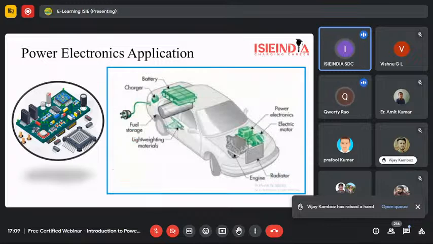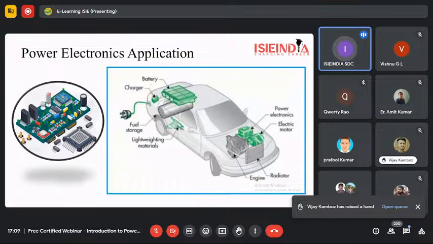So now let's talk about the electric vehicle. On the screen you can see an electric vehicle. This is basically a hybrid electric vehicle, so engine and radiators are also present here. You can see the engine which is connected to a power converter or electric motor here. So there is also power electronics being used here.